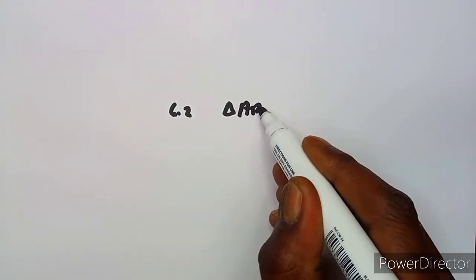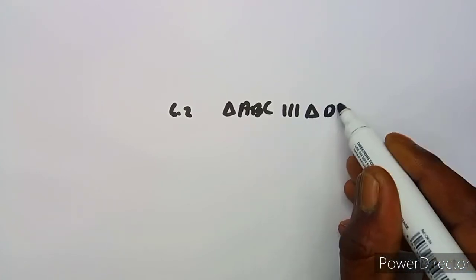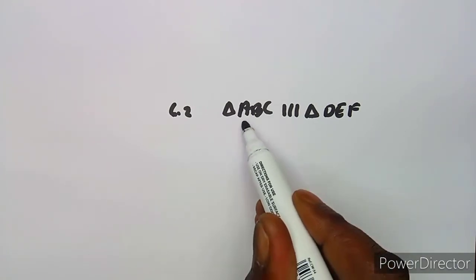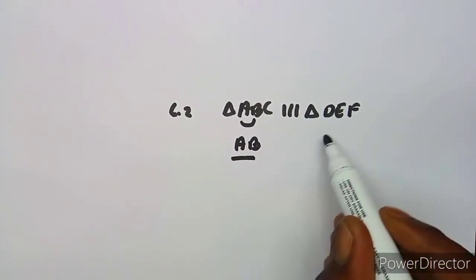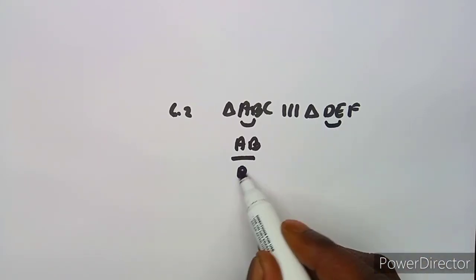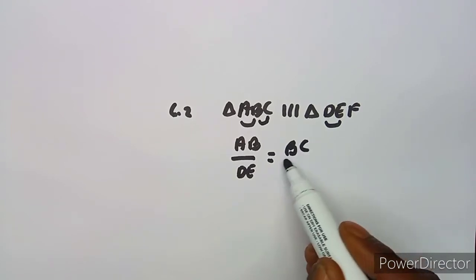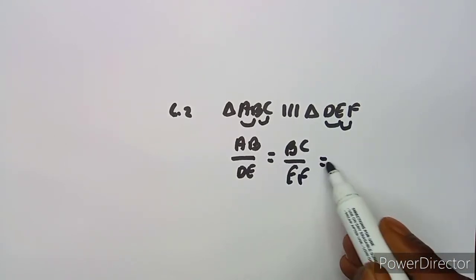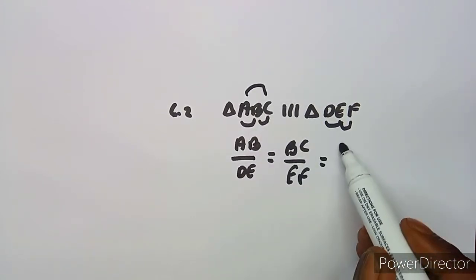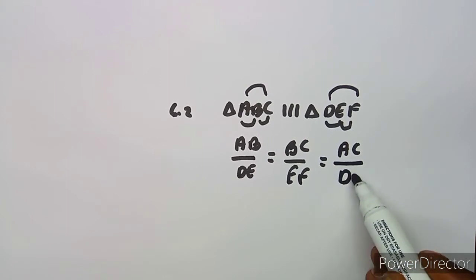Triangle ABC is the one that is similar to triangle DEF. So this is what we are given. From similar figures, the ratio of sides is equal. So AB over DE is going to be equal to BC over EF, which is equal to AC over DF. That is the corresponding part.